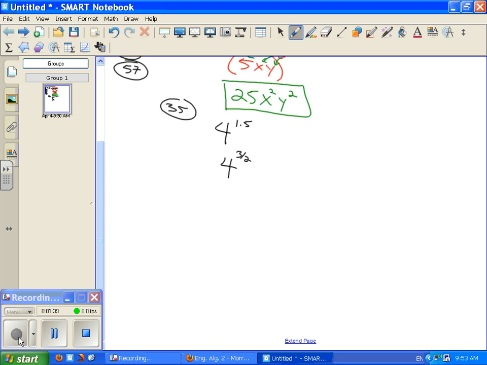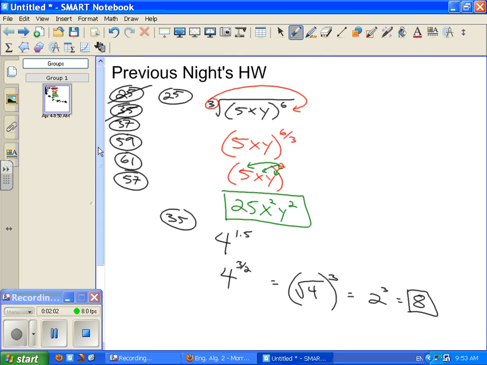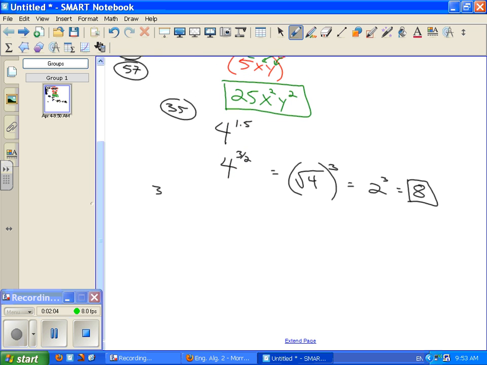Okay, that works. Okay, so if I rewrite this number now in its root form, what will that look like? Square root of 4 cubed. And the square root of 4 is 2, and 2 cubed is 8. Takes us to 37.